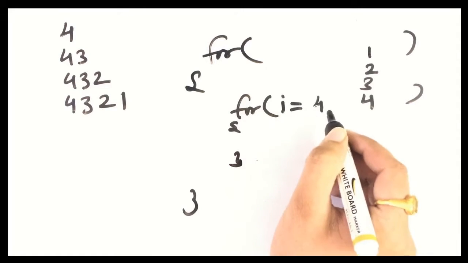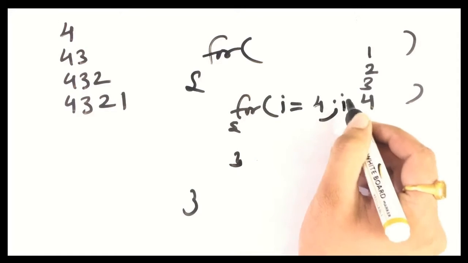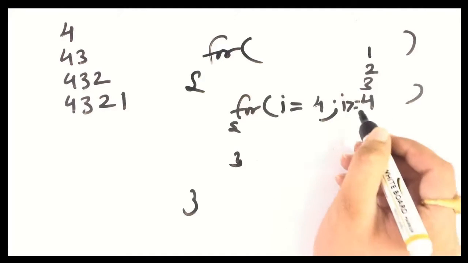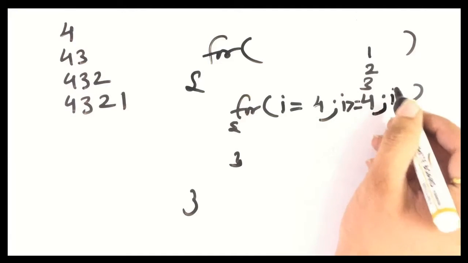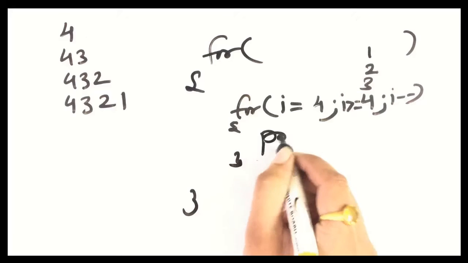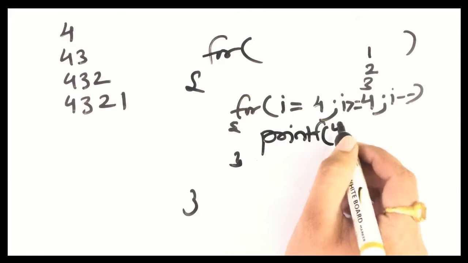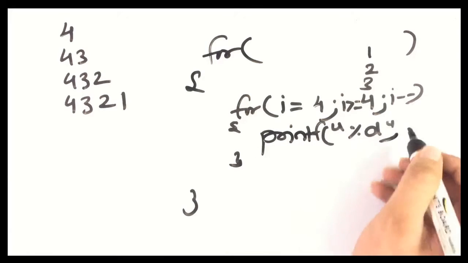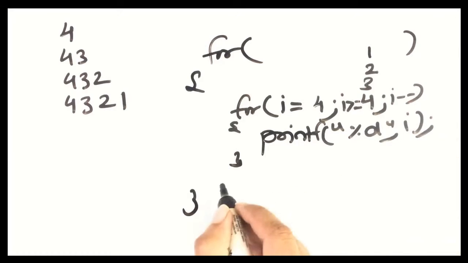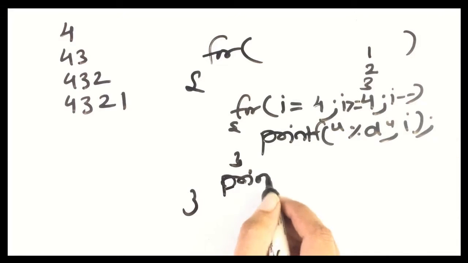Then we will write i equals 4. Since the number is getting smaller, it will be i greater than or equal to, i minus minus. printf %d i. printf \n.